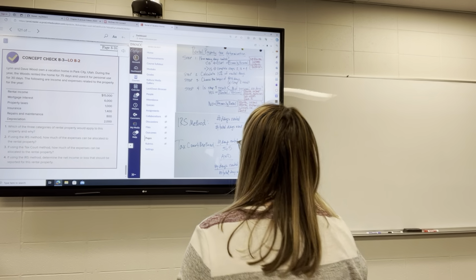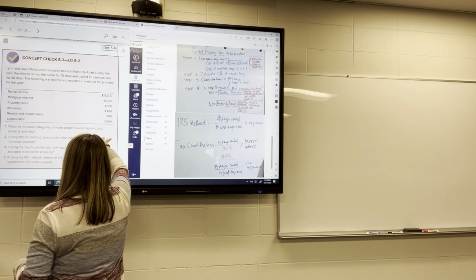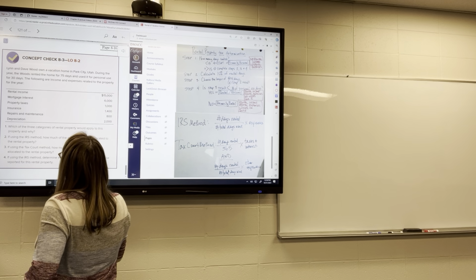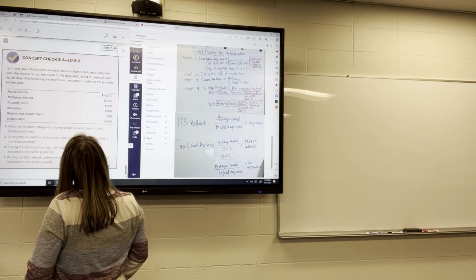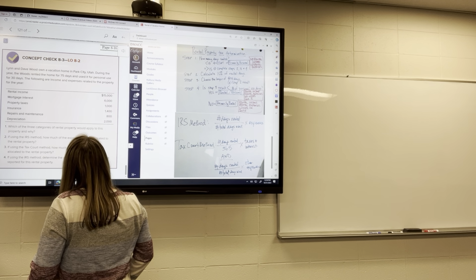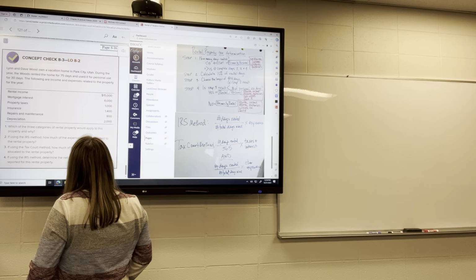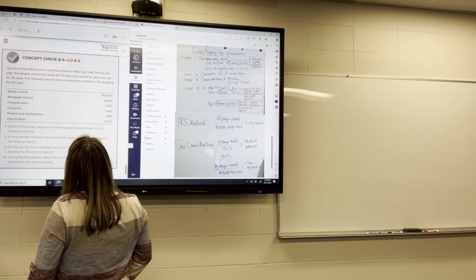Let's try this problem. It's at the end section of the information about rental of vacation properties. So Lynn and Dave Wood own a vacation home in Park City, Utah. During the year they rented the home for 75 days and used it personally for 30 days. Following are income and expenses related to the property for the year.